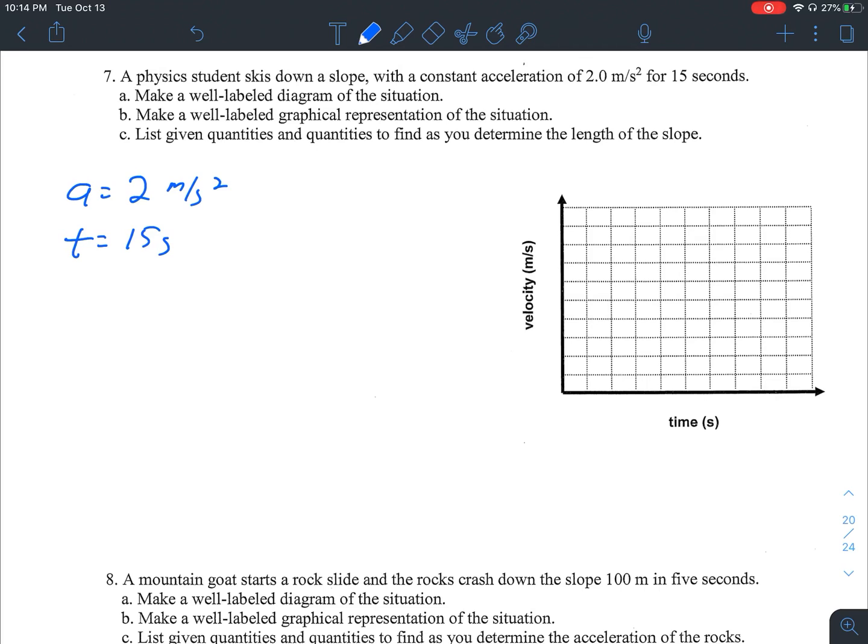So this one is a little bit harder to predict and scale out because we don't know any of the terms of the axes. We do have the 15 seconds, but it's harder to estimate a slope for that without a velocity scale. So we're going to go and calculate that. We're going to assume that our physics student is starting from rest, buckling in or waiting for friends and then deciding to go down the slope, I guess in a straight line since it's a constant acceleration.